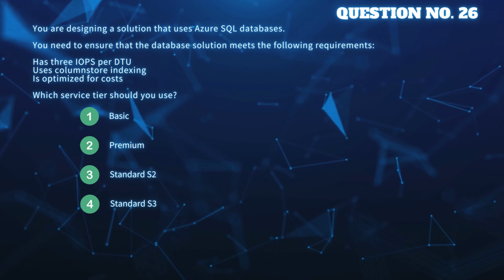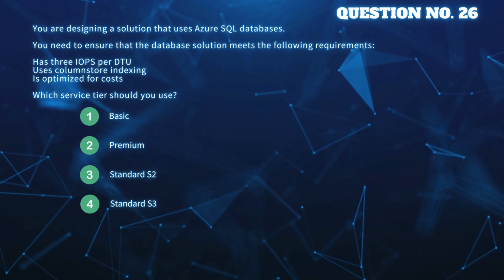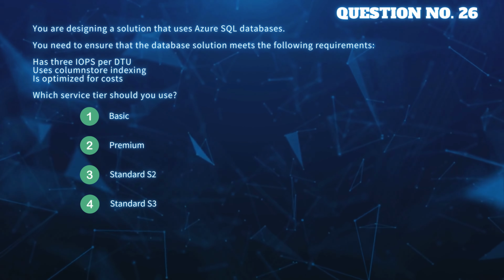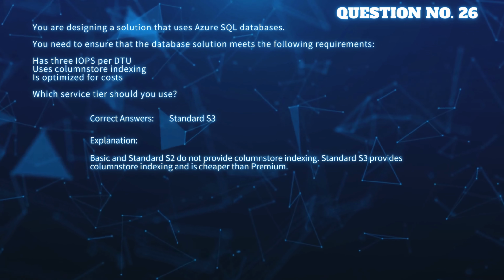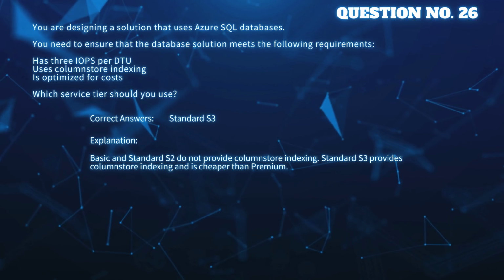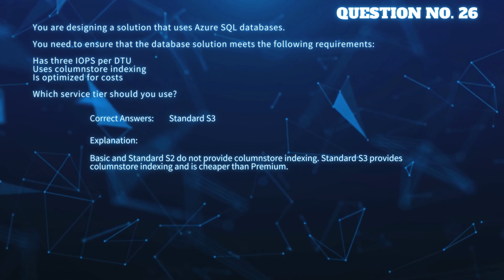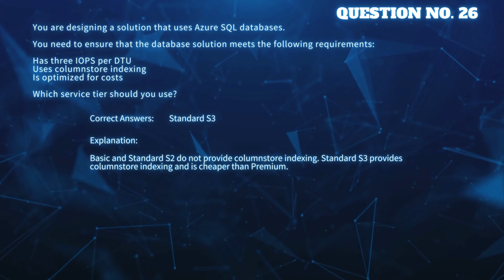Option 1, Basic. Option 2, Premium. Option 3, Standard S2. Option 4, Standard S3. Correct answer: Standard S3. Explanation: Basic and Standard S2 do not provide column store indexing. Standard S3 provides column store indexing and is cheaper than Premium.